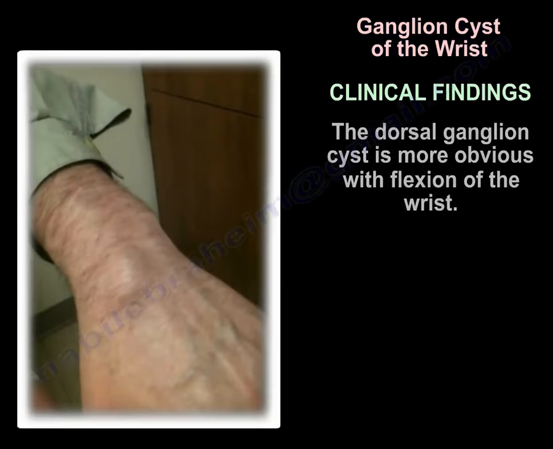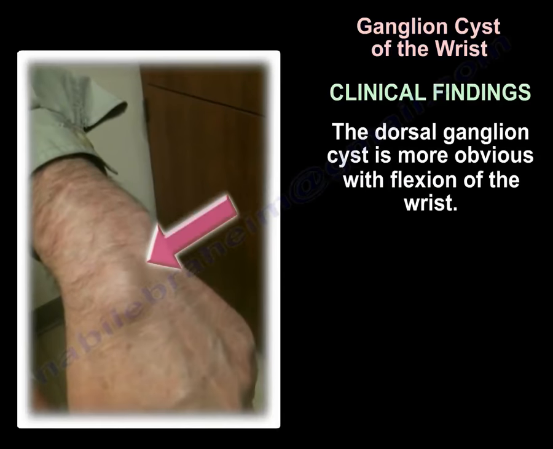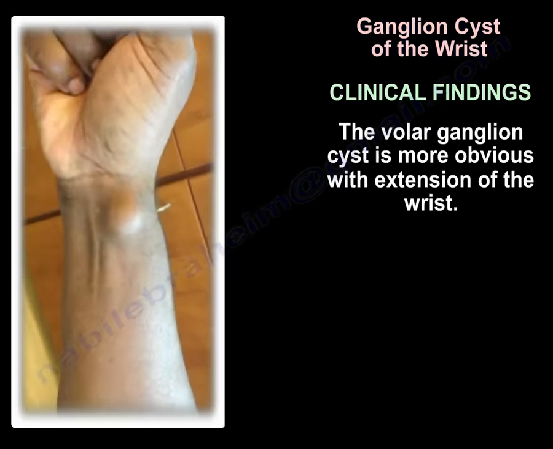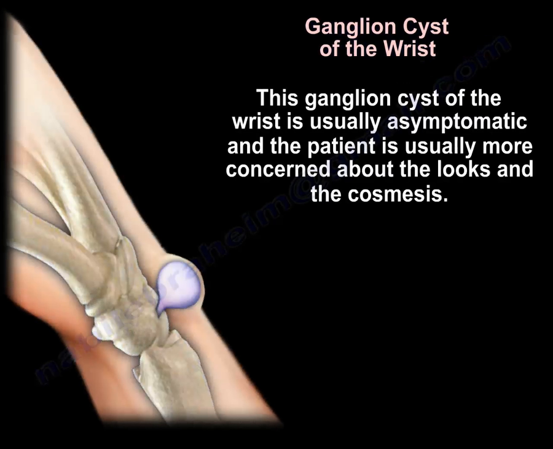The dorsal ganglia is more obvious with flexion of the wrist. The volar ganglia is more obvious with extension of the wrist. These ganglion cysts of the wrist are usually asymptomatic, and the patient is usually more concerned about the looks and the cosmesis.